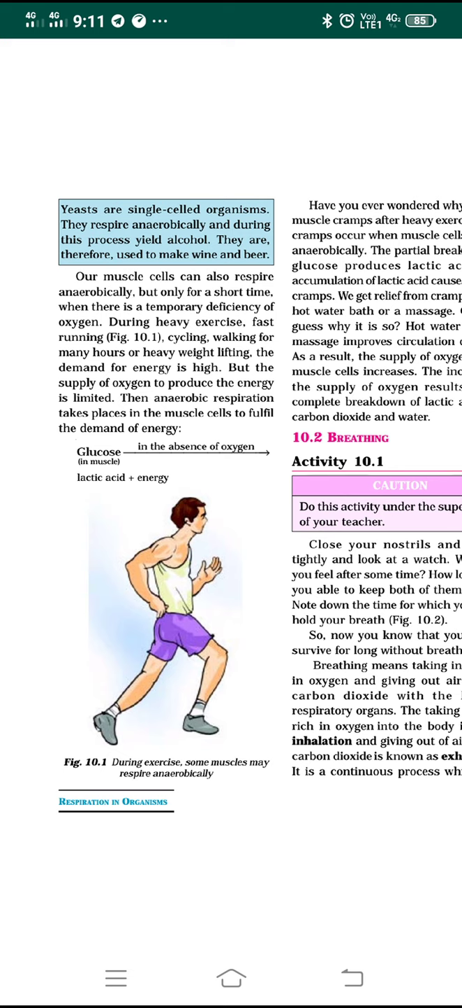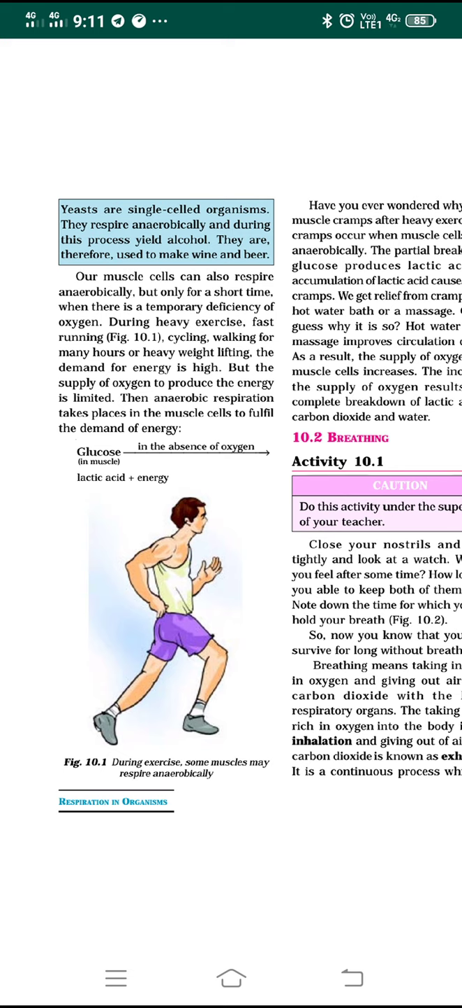Therefore these yeasts have been used to make wine and beer. In the wine industry a large number of yeast organisms are used. Yeast cells are used in the wine industry to make alcohol. Even in the production of beer, yeast are used.